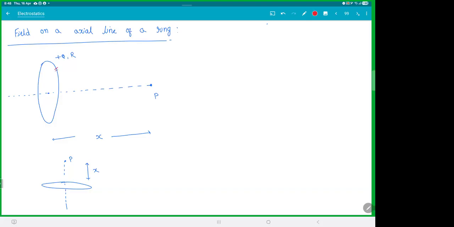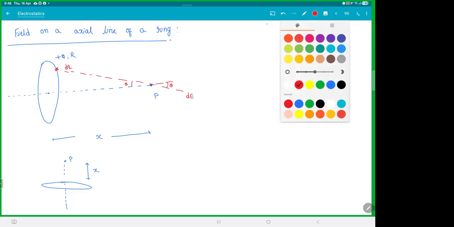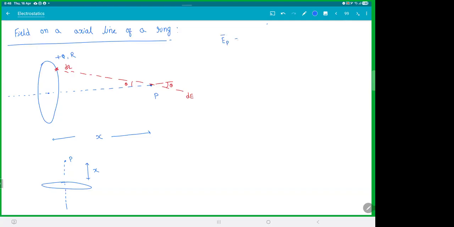So if you take a small point here, dq, this angle will be theta, this will be theta. So this will give you field dE. So the field at point P will be integral dE cos theta. The field is nothing but k dq over the distance squared. The radius is r, and that is x. So it's the root of r square plus x square, whole square, and cos theta would be this thing.